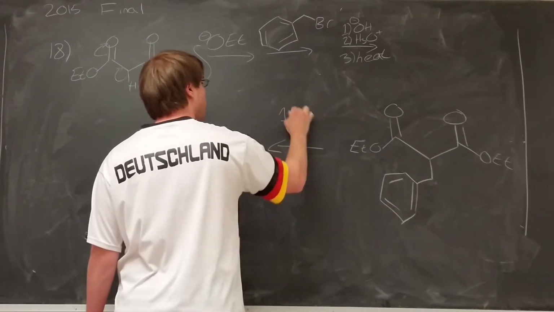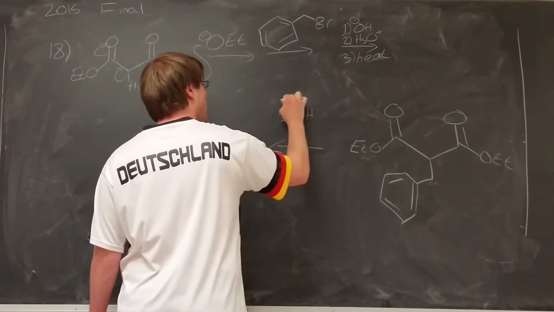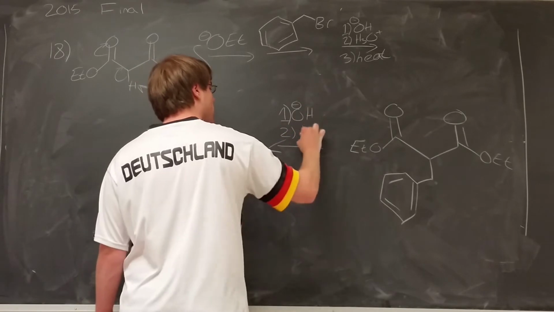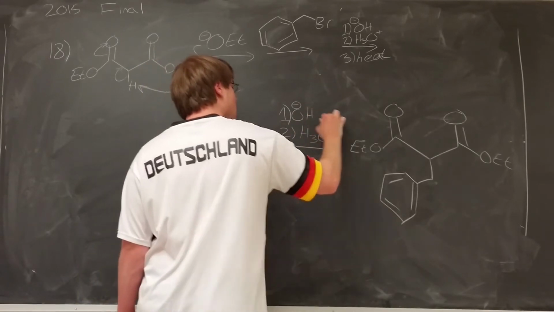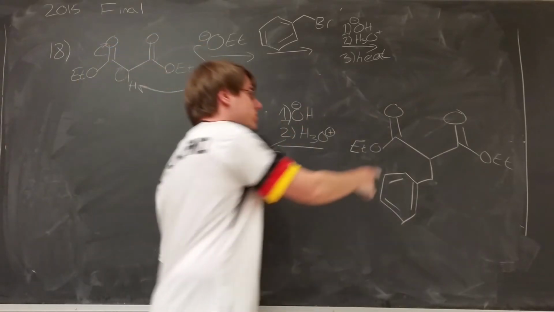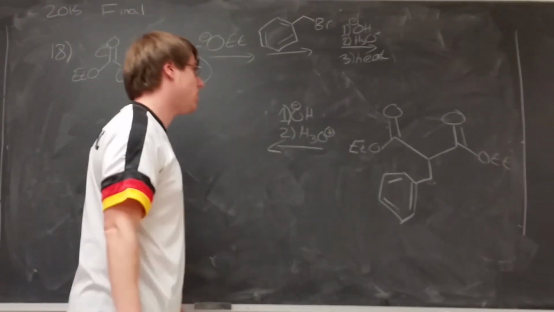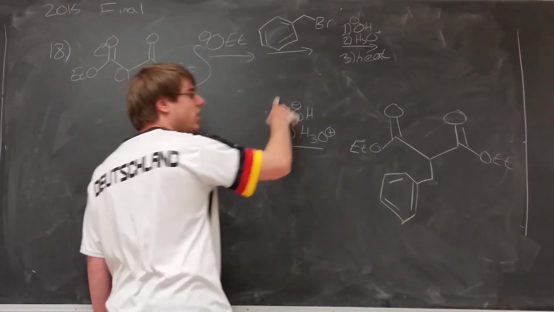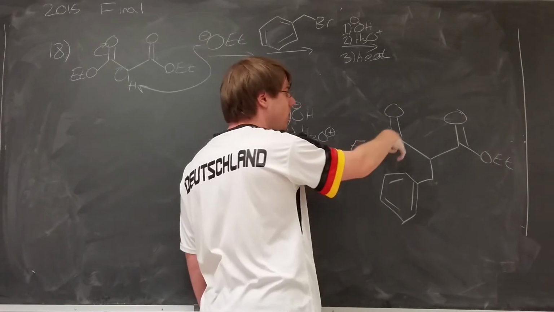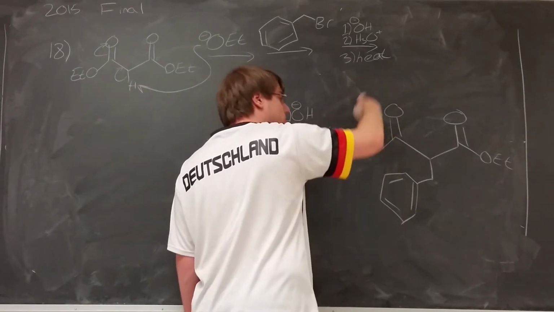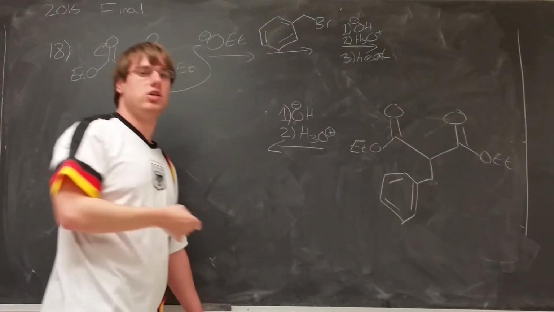So let's just look at that step 1, step 2 part first. OH minus, H3O positive, step 2. What this reaction does is it turns an ester into a carboxylic acid, meaning this OH minus comes in and attacks the carbonyl. The carbonyl swings up, swings back down, and kicks out either the OEt or the OH.